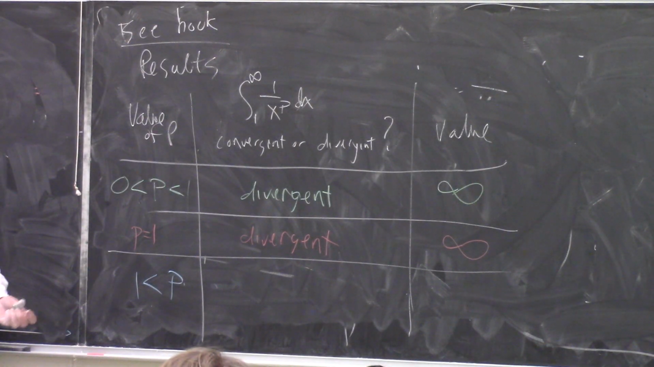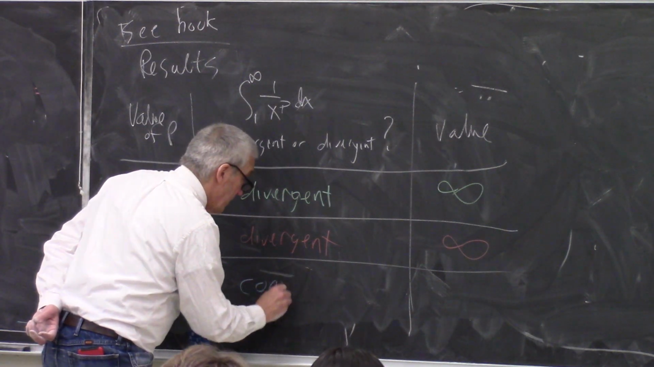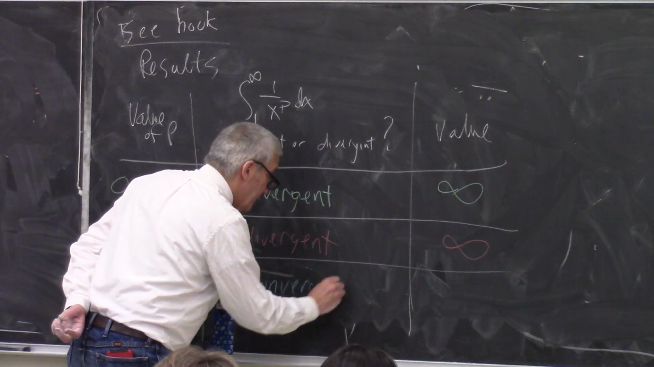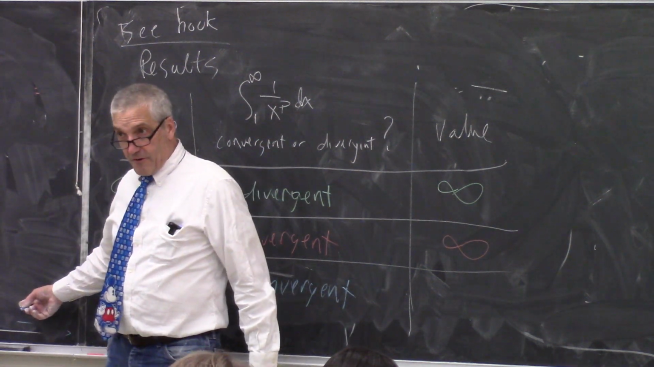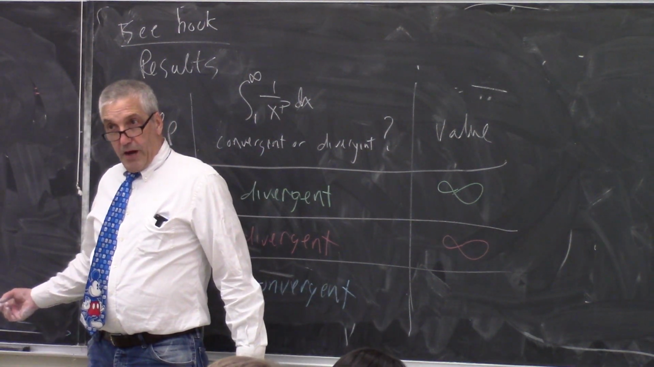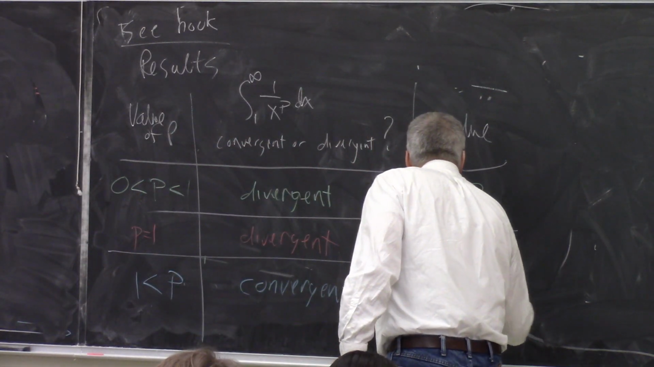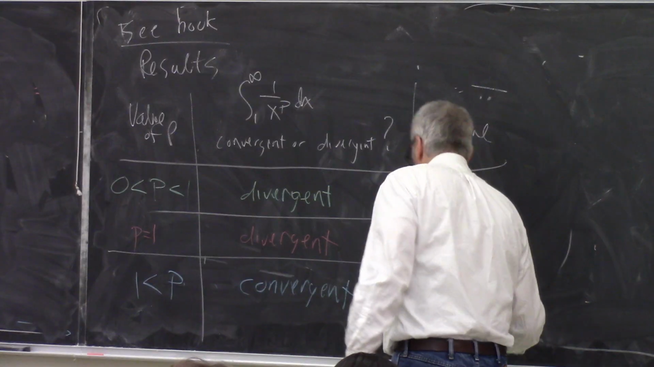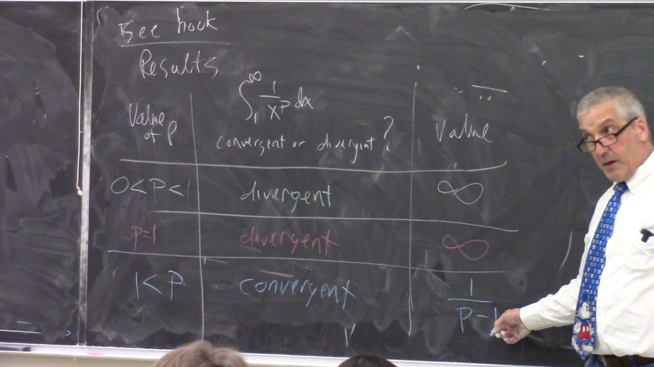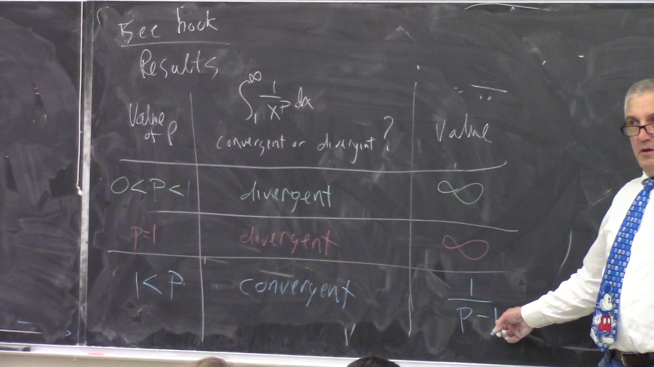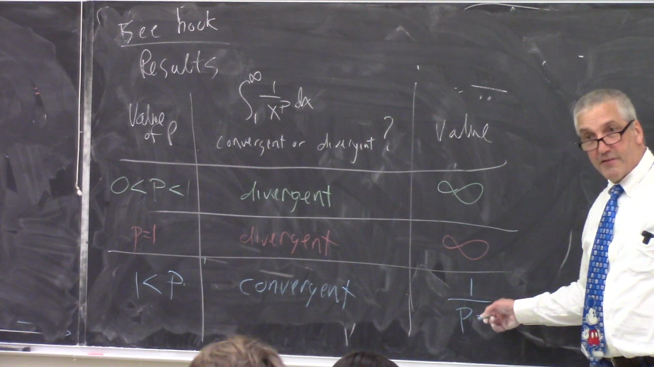And it turns out that when p is greater than 1, the integral is convergent. So again, even though this tail goes on forever, the area that it encloses is finite, and it's 1 over p minus 1, not 1 minus p. That's good, because remember, p is a number greater than 1. You subtract 1, you get a number greater than 0, so this is going to be a positive area.